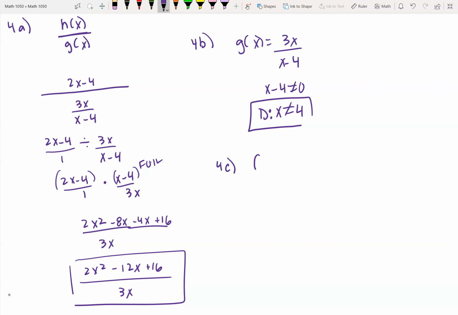Question 4c, find f of 3. Well, if you look up above, f of x is the square root of x plus 6. So you just put in a 3. You get 3 plus 6, that's 9. The square root of 9 is a 3.